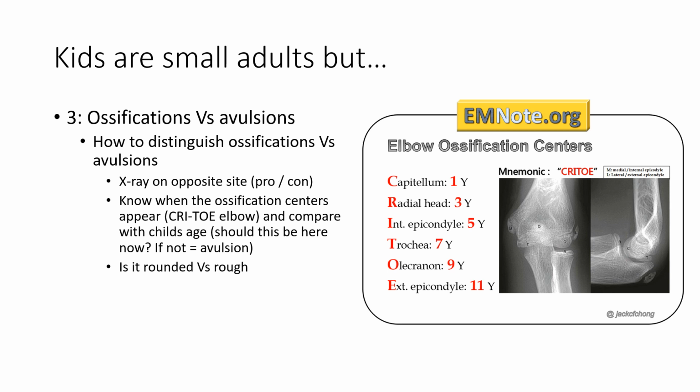There are some mnemonics in different areas, because depending on what age the child is, you know what kind of ossification centers are done or are beginning, and which ones are not there yet. And then you can work out whether that is an avulsion or not. All right. So different ways of going about this. I'll try to show you.